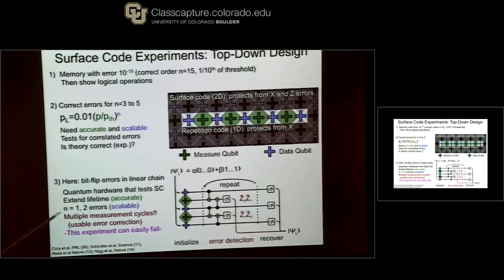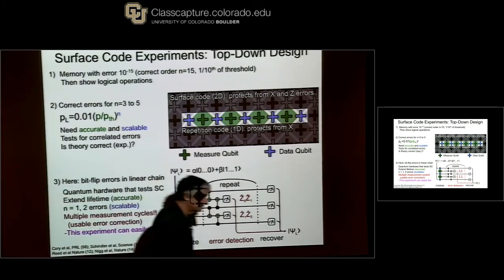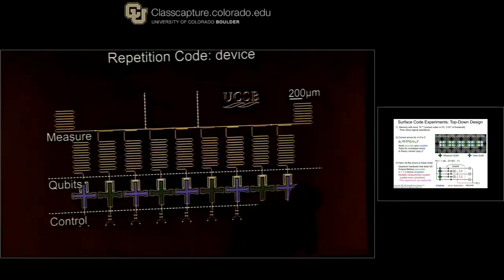And what we want to do is extend the lifetime and benchmark 1 and 2 qubit measurements. And the big thing is we're doing multiple measurement cycles. This is usable error correction. This is the way you would run a real quantum computer. Okay, that's what's nice about it. Measure it over and over again. Questions on this? So it's just a 1D surface code array measuring the bit flip parity.